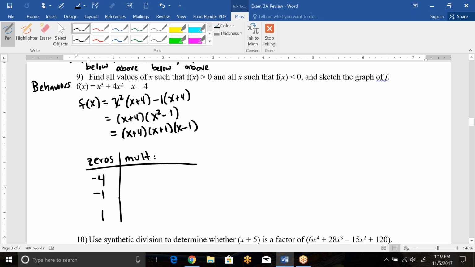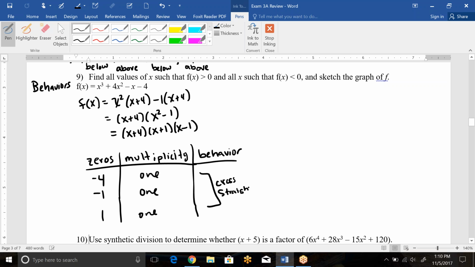I talked about the multiplicity, which means how many times did each answer occur, and then we talked about how the multiplicity tells us a behavior at the x-intercept. So since each of these has a power of 1, that means each factor occurred only one time. If you only occurred one time, you go straight through, you cross straight through the x-axis at that point. If you have an even multiplicity, you actually bounce. You hit the x-axis and bounce back the direction you were already at. So if you're above, you would stay above.